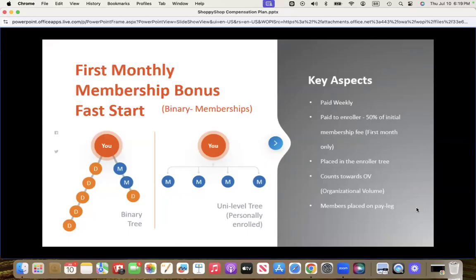So, how many of you think you can get two people to sign up your first month at 59.95, right? So this is the beauty of the program. It's very simple, but we make sure we bet with our distributors because we want you to make money and put your members into that pay leg.